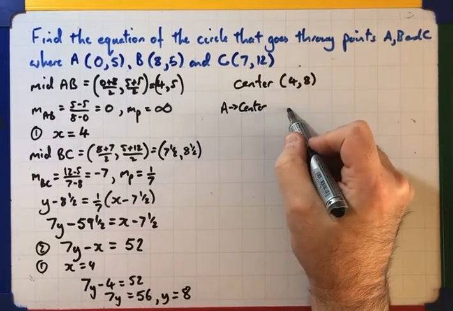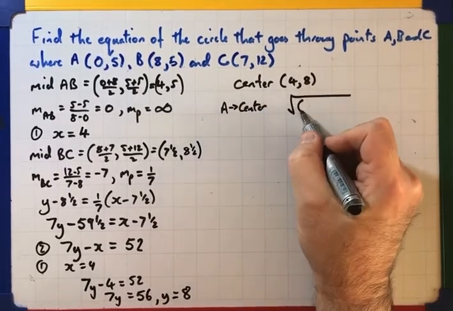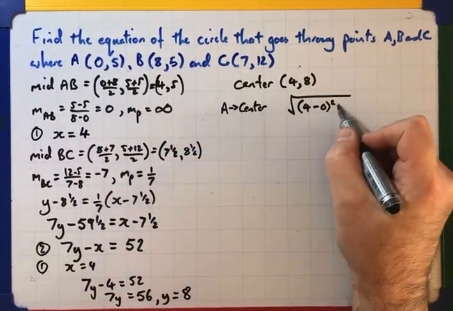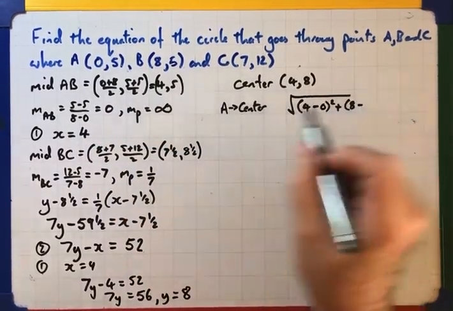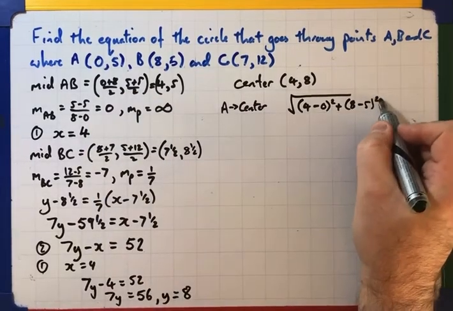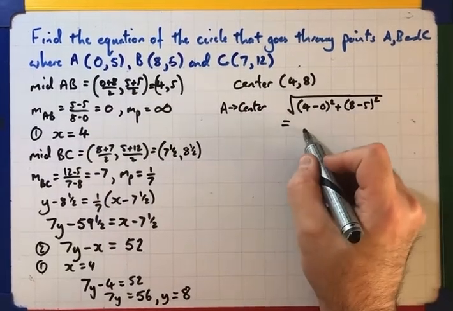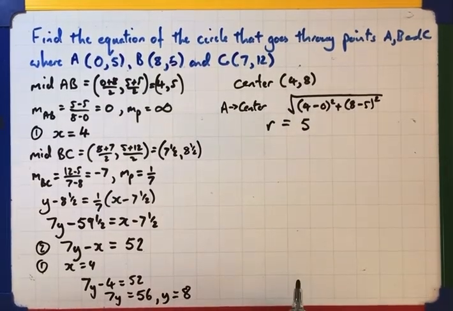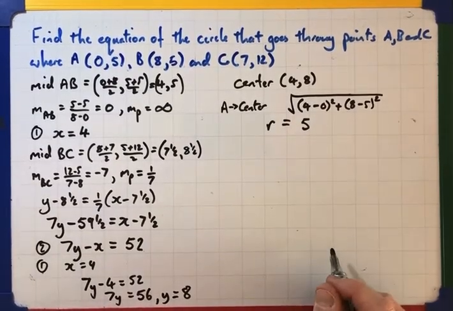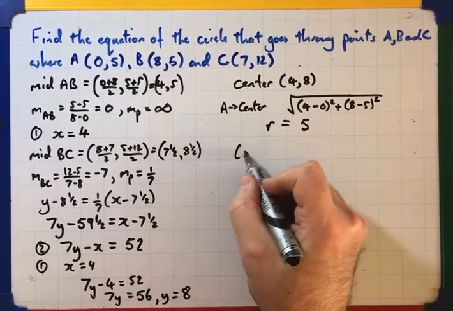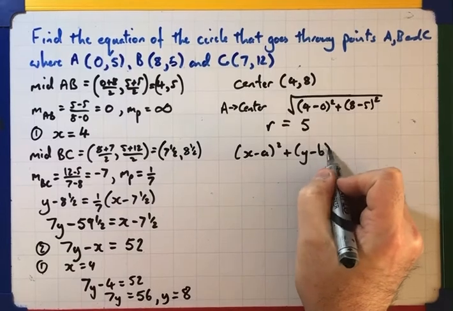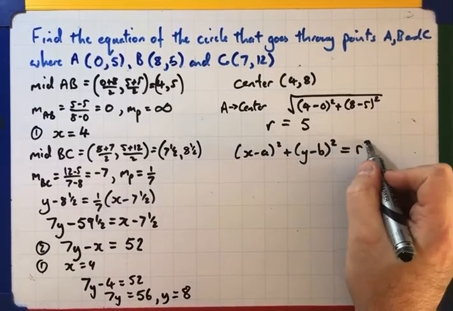If we do that, remember our distance formula? So we're going to have 4 minus 0 squared plus 8 minus 5 squared. If you work that out, that gives you 5. Okay, so that's our radius. Our radius is 5. We've got everything we need now, because remember we've got x minus a squared plus y minus b squared equals r squared.